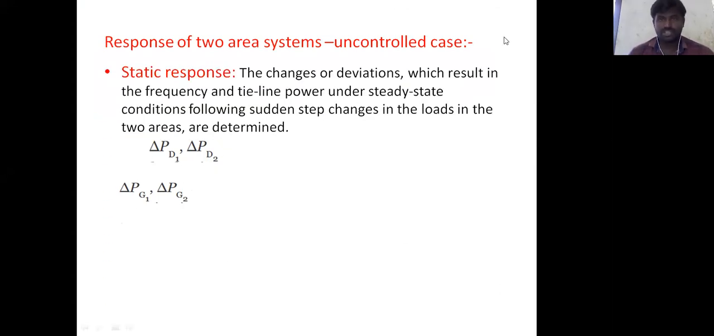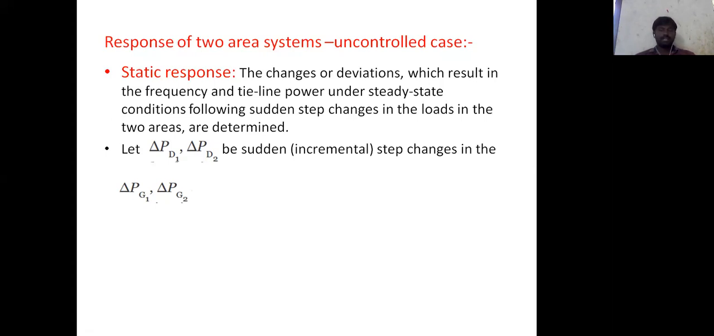The changes or deviations which result in the frequency and tie line power under steady state conditions, following sudden step changes in the load in the two areas, are determined. Let delta PD1 and delta PD2 be sudden step changes in the loads of control area 1 and control area 2 simultaneously.